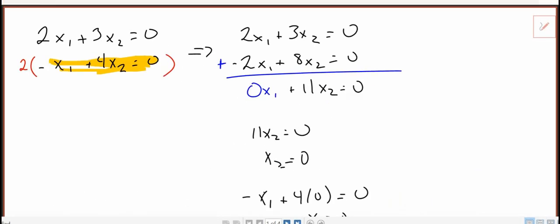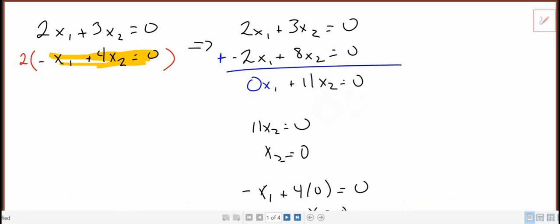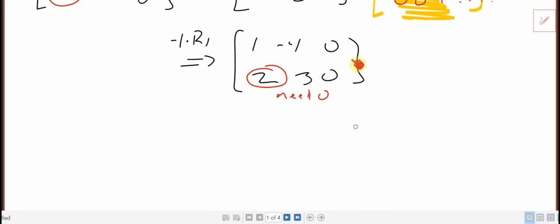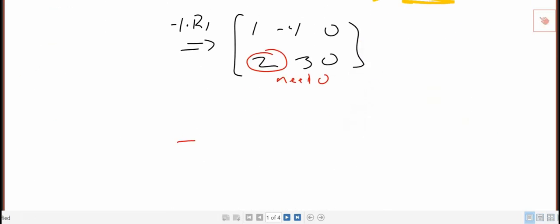Notice back up here, I took the second equation and I multiplied it by 2 and I added it to that thing. Okay? So I'm going to take the second row there, and I am going to multiply it. I'm going to take the first row and multiply that by negative 2. I'm going to add that to row 2.